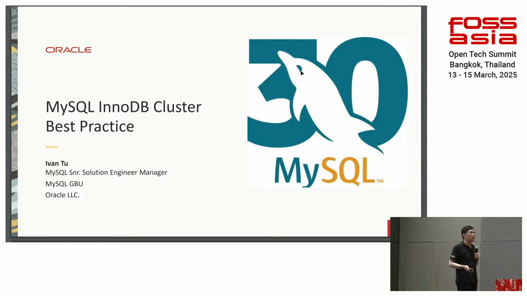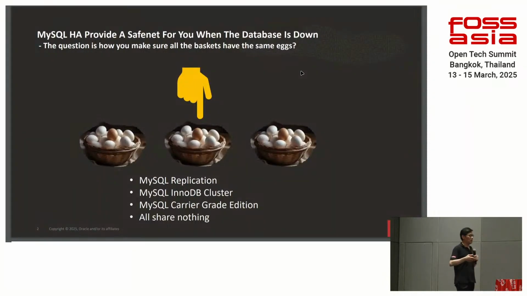This talk is about MySQL high availability, which has been addressed for quite a few years, and I think the number one MySQL HA feature that we focus on at Oracle is InnoDB Cluster. The policy of HA is that we don't keep all the eggs within a single basket. So we have many baskets. Once we lose one basket, we can still find the data from another database or another basket.